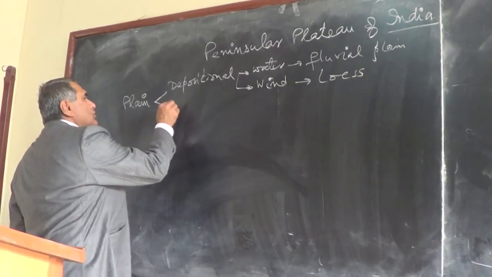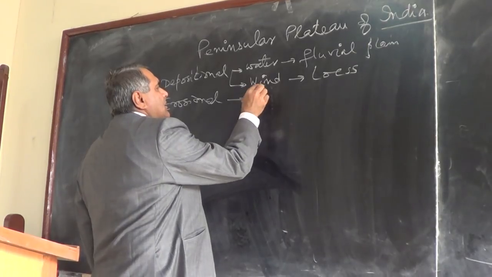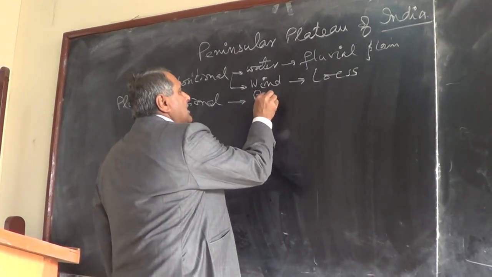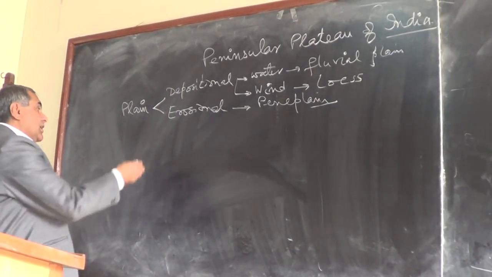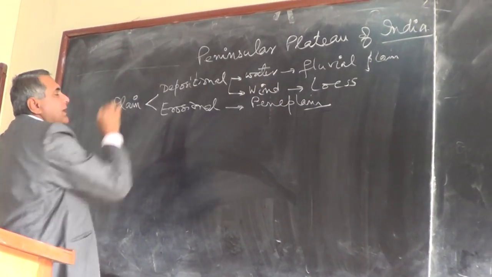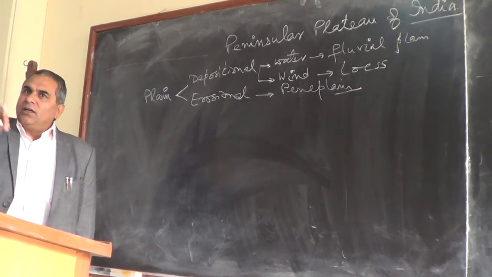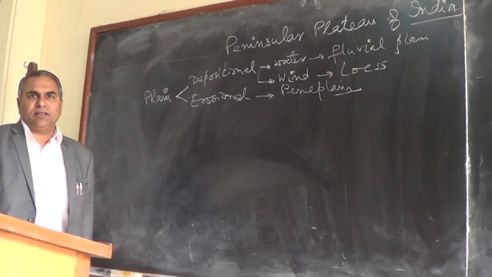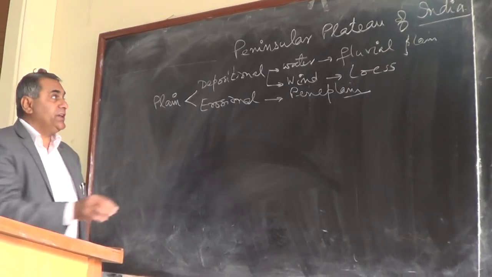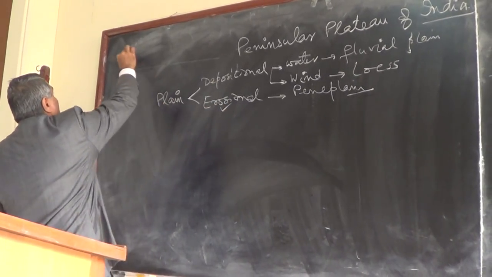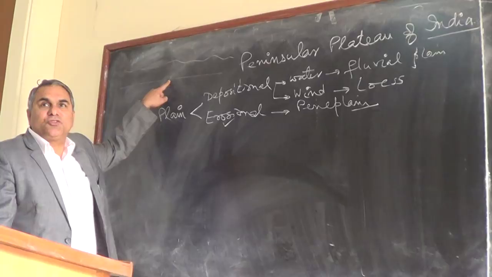Simultaneously, erosional plains. Erosional plains are eroded by water, known as peneplain. Then, which plains are uniformly plain? These are the depositional plains. When deposition takes place, it is perfectly in horizontal strata, plain. But when an undulated topography is eroded, this is also a plain, but not plain like this geometrical plain.